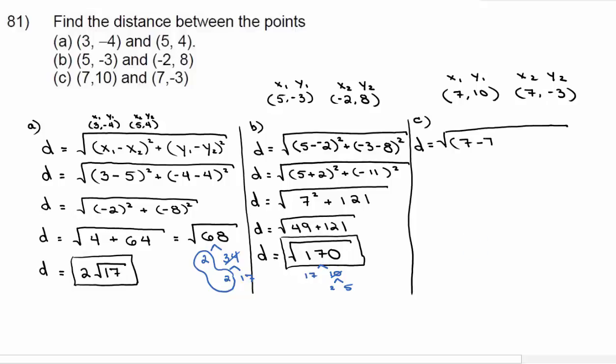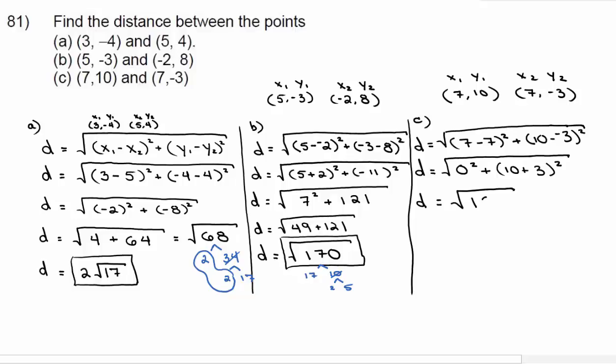Okay, so we're going to have inside the square root 7 minus 7 quantity squared plus 10 minus a negative 3 quantity squared. That looks like an equal sign. Let me fix that. So 7 minus 7 is 0, and that's going to get squared, but that's just 0. And that's going to turn into 10 plus 3 quantity squared. So this is just going to give me the square root of 13 squared.